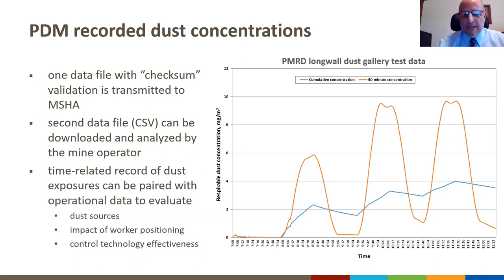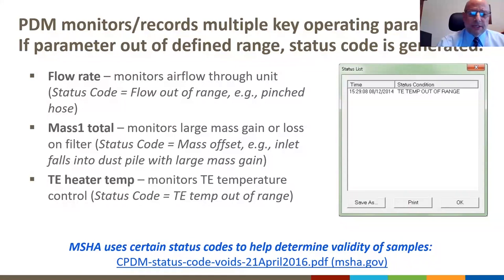I mentioned the PDM also monitors key operating parameters. Here's an example of three of those that are being monitored. And they each have defined ranges in the firmware in the instrument. And if any parameter goes out of their defined range, what's called a status code is generated. There'll be a file printed at the end when they download the data, as shown here. There's also a flashing S that appears on the screen to let the wearer know that one of the parameters has been out of the defined range. MSHA uses a number of these to help determine the validity of the sample, and those codes are listed at this website shown at the bottom.